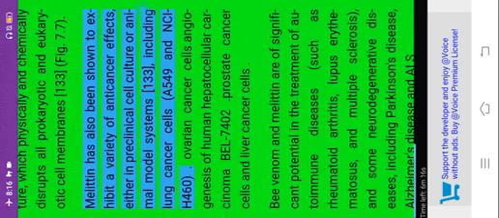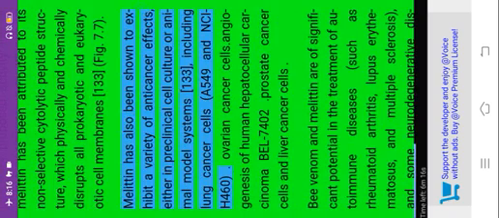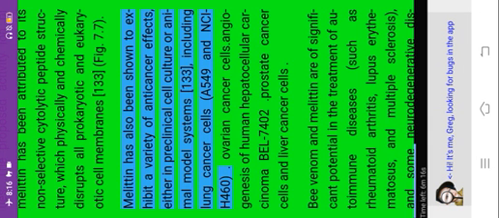Melittin has also been shown to exhibit a variety of anti-cancer effects, either in preclinical cell culture or animal model systems. 133. These include effects on lung cancer cells A549 and NCI-H460, ovarian cancer cells, angiogenesis of human hepatocellular carcinoma BEL-7402, prostate cancer cells, and liver cancer cells.